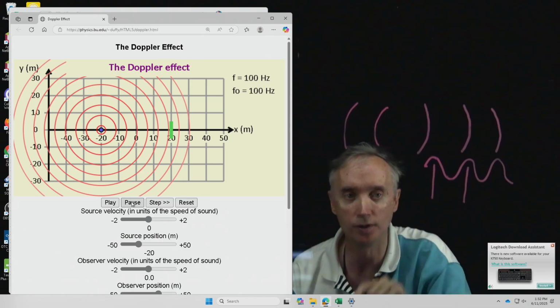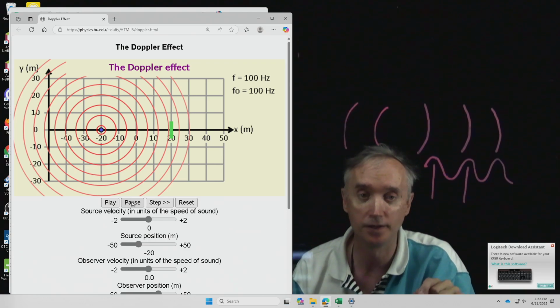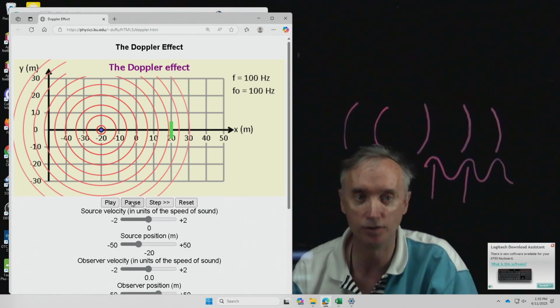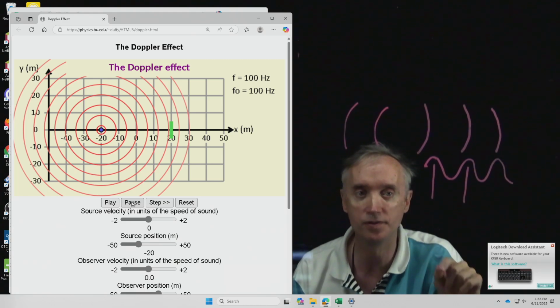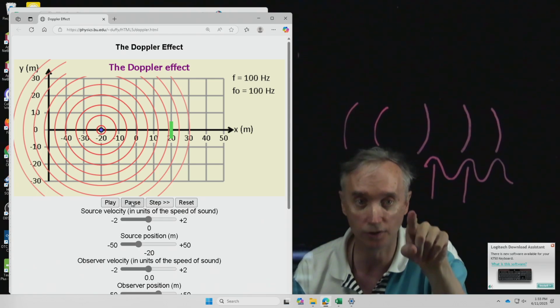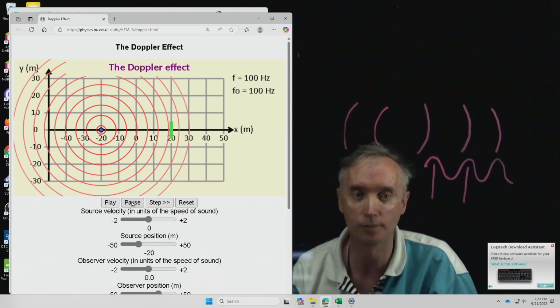Look at the frequency. So F is going to be the frequency that is being emitted by the blue dot. And you see it's 100 hertz. F sub 0 is the frequency being heard by you, the green thing there. That's the frequency that you're hearing. Look at those two numbers. You should notice something about that.